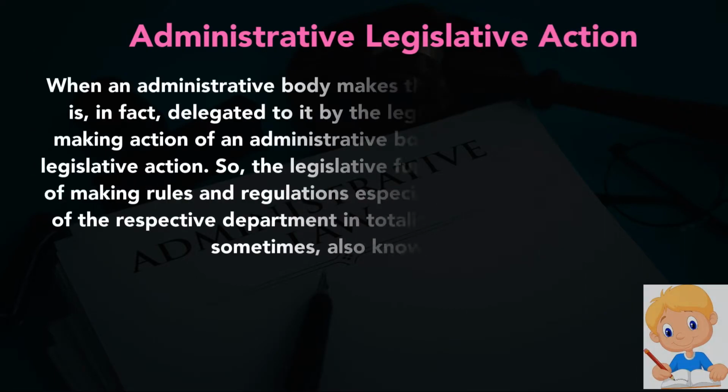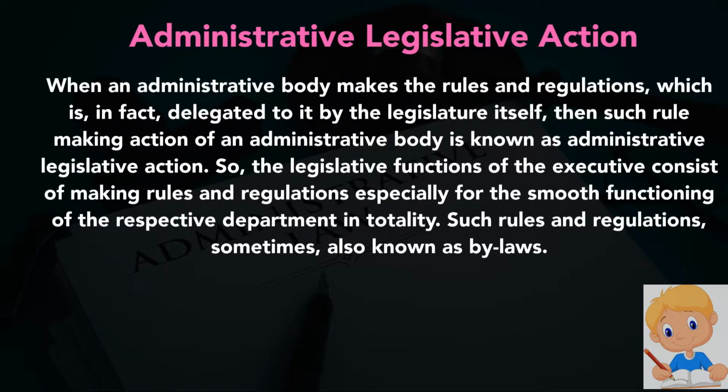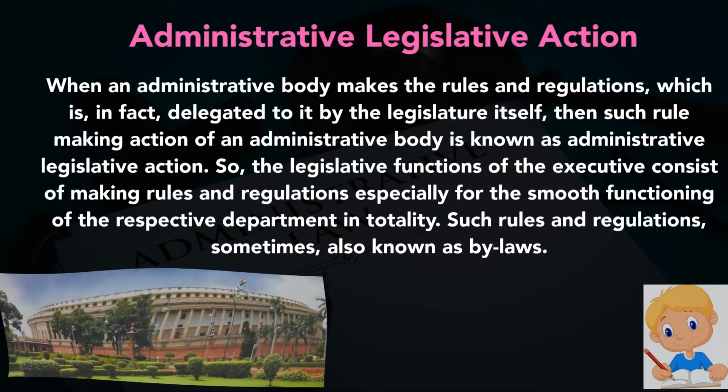So starting with the administrative legislative action, what does it mean? When an administrative body makes the rules and regulations, which are in fact delegated to it by the legislature itself, then such rule-making action of an administrative body is known as administrative legislative action. We have understood the meaning of delegated legislation. Nevertheless, we will discuss it again, but that is something like given to the administrative body by the supreme authority. And who is the supreme authority in that case? It is of course the parliament.